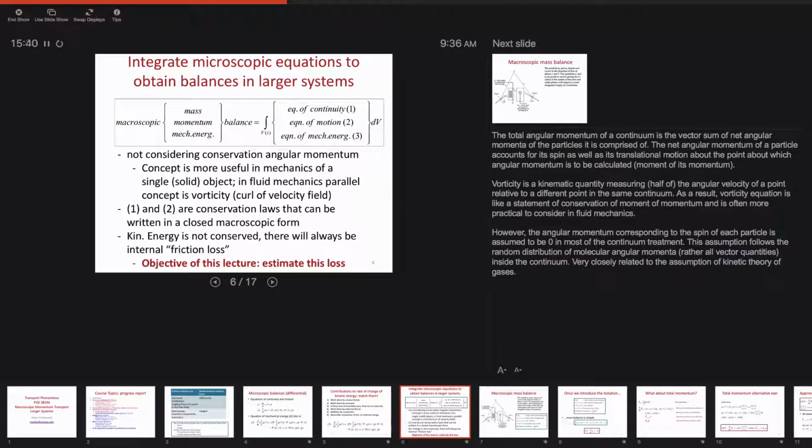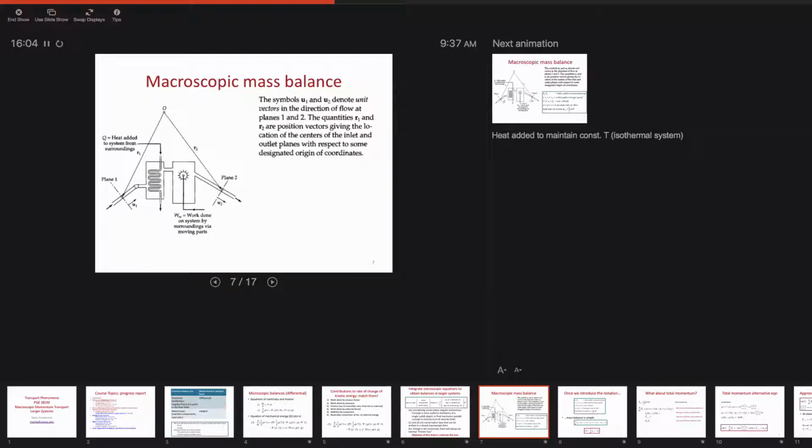Kinetic energy is not conserved, and there is always going to be this internal friction loss, and the term I already pointed out. So the objective of this lecture is to estimate that loss, especially if you have turbulence in the system, which basically skyrockets these losses. Okay. And those terms are a lot of times just correlations and estimates because we can't do better than that. We can't do detailed analysis.